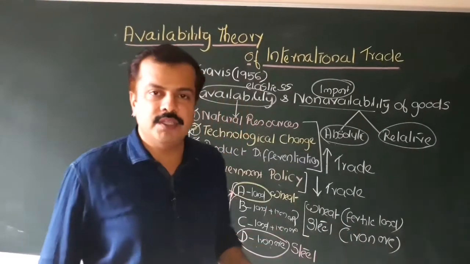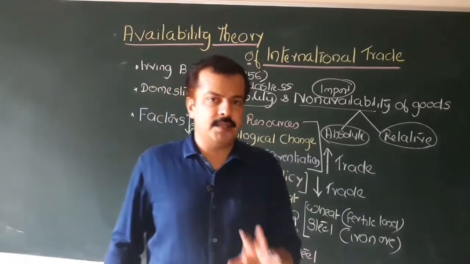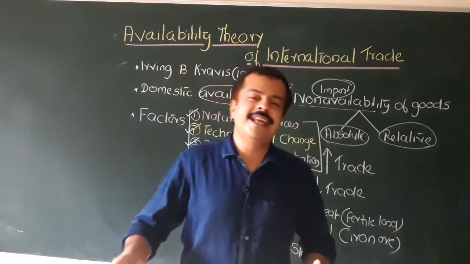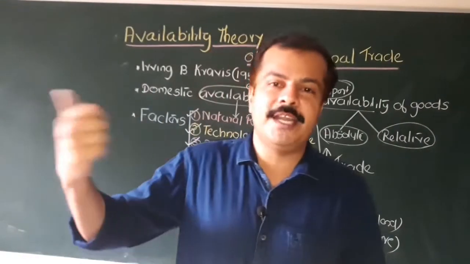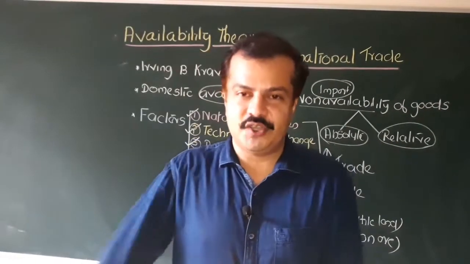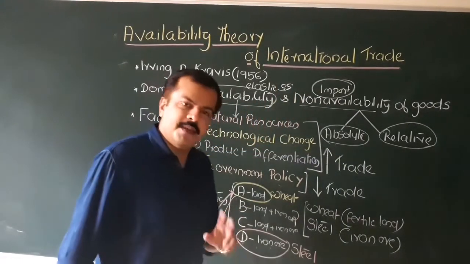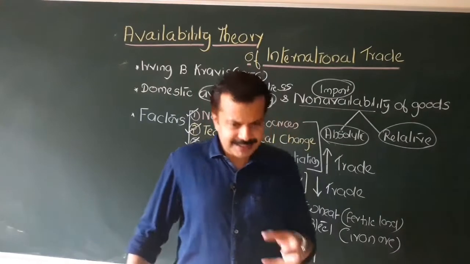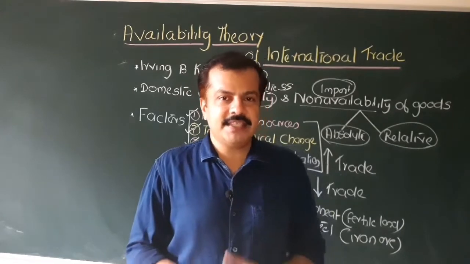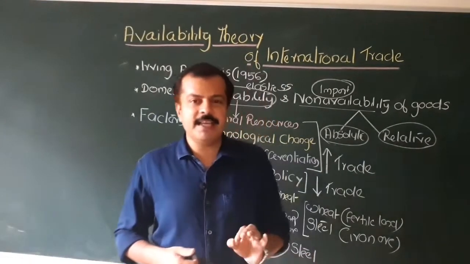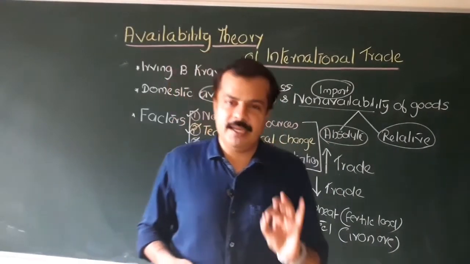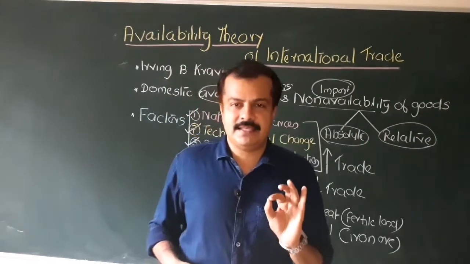Obviously there will be an exchange ratio between these 2 countries, and international commodity prices and the terms of trade will be determined by the intensity of domestic demand for foreign goods and foreign demand for domestic goods. We have already seen the issue of reciprocal demand and how it determines the terms of trade. The trade between B and C will be governed by the comparative cost doctrine. So this is the theory. This is the availability approach of Irving B Kravis, in which he pointed out that the availability and non-availability of goods determines the pattern of trade.